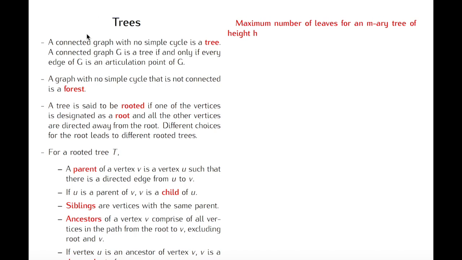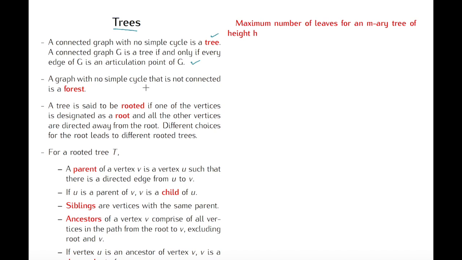Hello, so in this video we will talk about the basics of a special kind of graph which is known as a tree. By definition there are many alternative definitions, by the way. Two of the definitions are given here. One is that a connected graph with no simple cycle is a tree. Also, a connected graph whose every edge is an articulation point of that graph is also a tree.